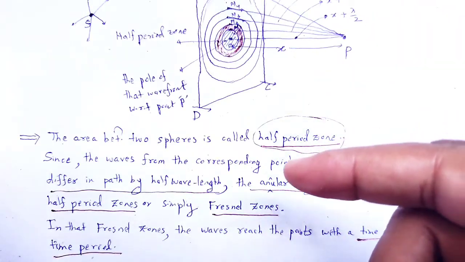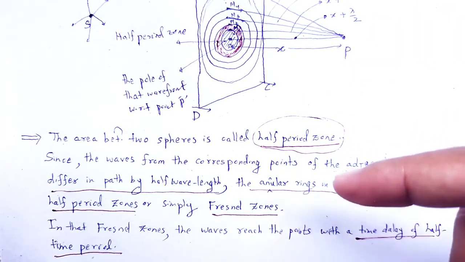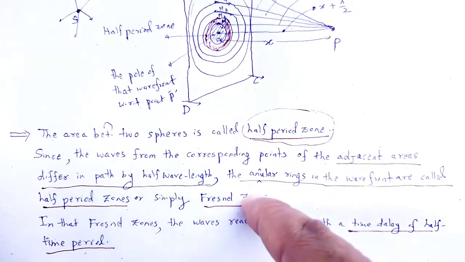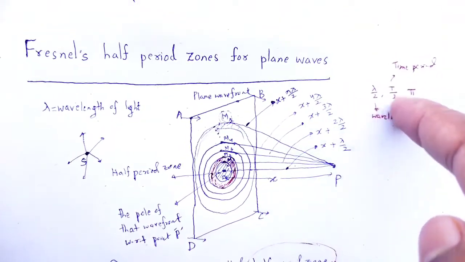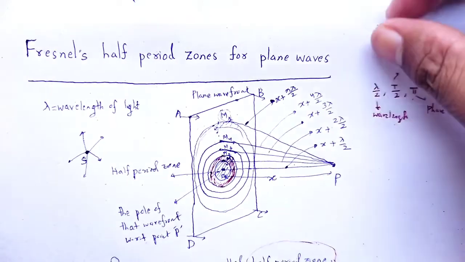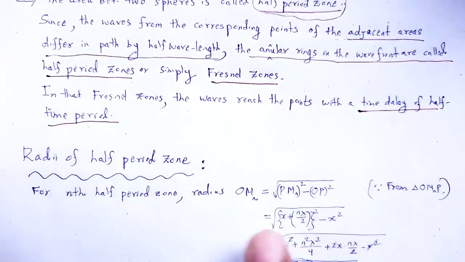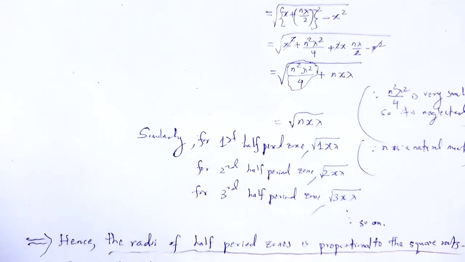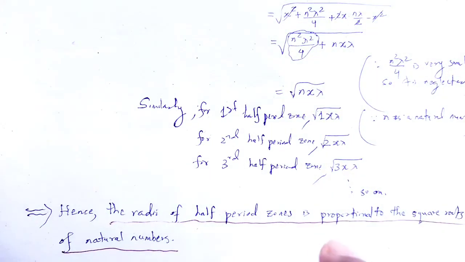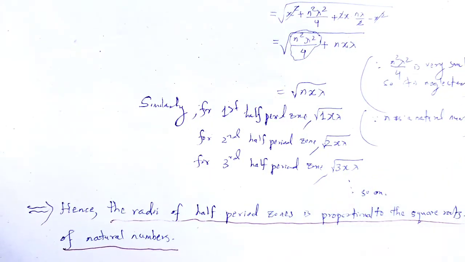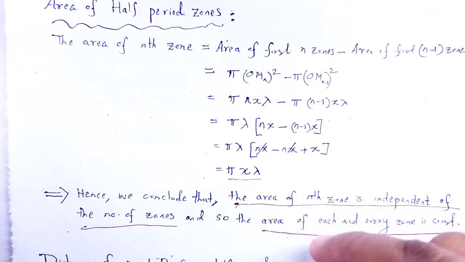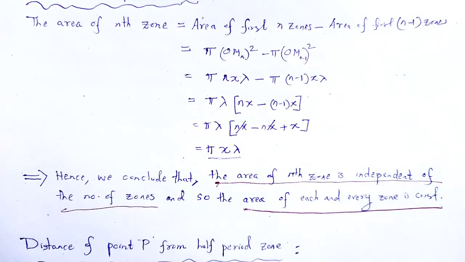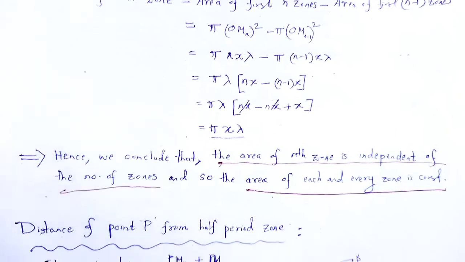Why the name half period zone? We analyze: it has path difference lambda by 2, time period T by 2 and phase difference pi. Radius of half period zones: the radius is proportional to the square root of natural numbers. Next, the area of half period zones is independent of the number of zones. Each half period zone has equal area.